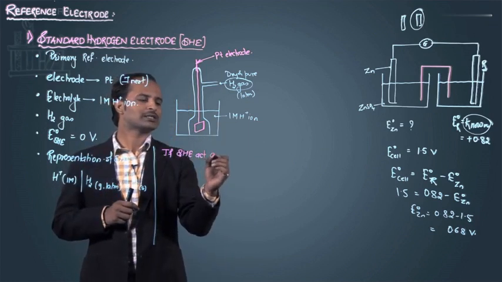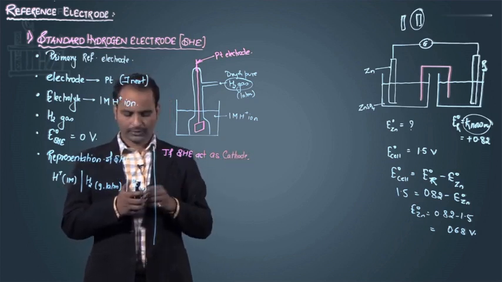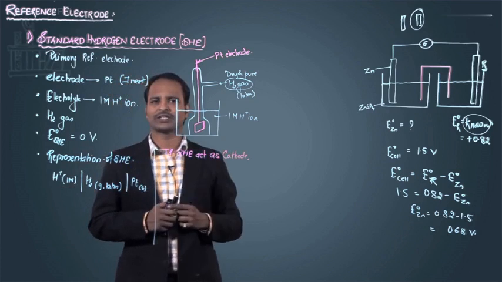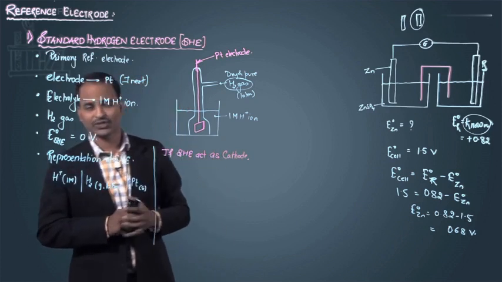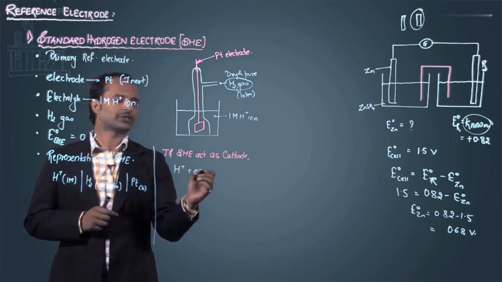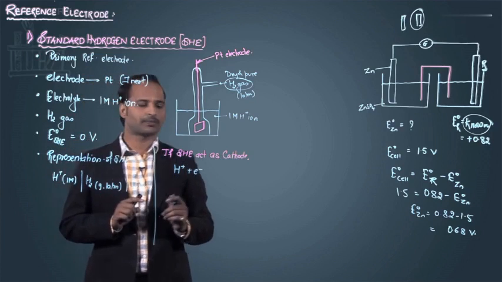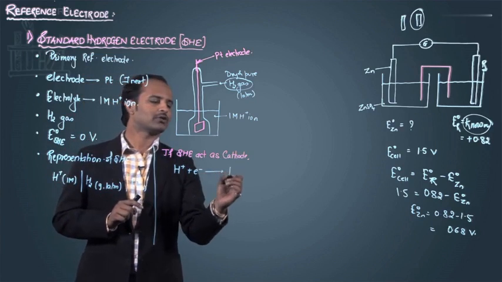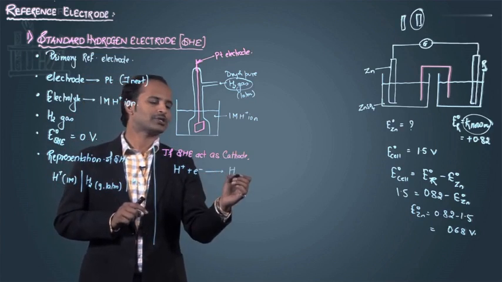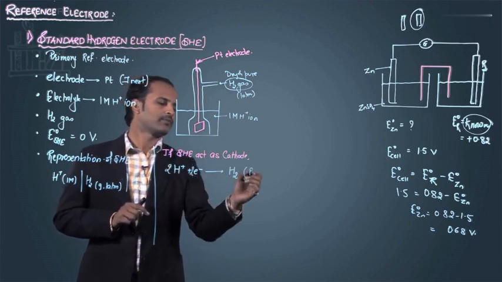If SHE acts as a cathode, what reaction will take place? On the cathode, reduction takes place, that is, a gain of electrons. So H+ will gain electrons, and the reaction takes place between these two, one acting as a reactant and the other as a product. H+ will gain electron and form H, but as we know H is always diatomic, so 2H+ will gain 2 electrons.